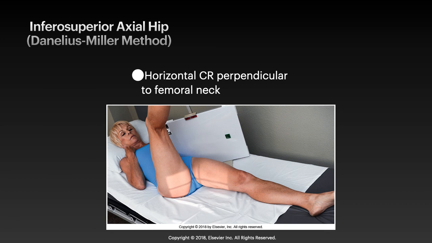Inferior superior axial hip, the Danelius-Miller method, also called the shoot-through hip. Horizontal CR perpendicular to the femoral neck.